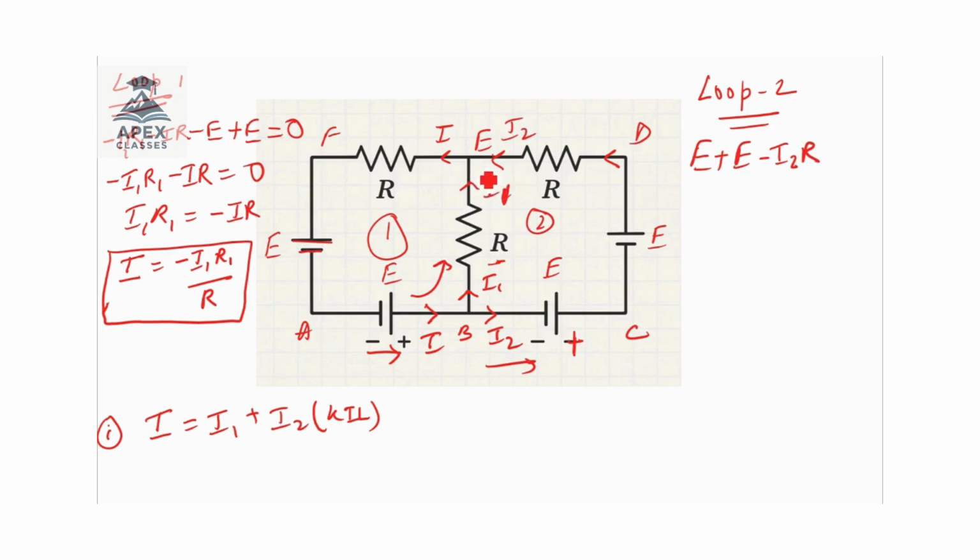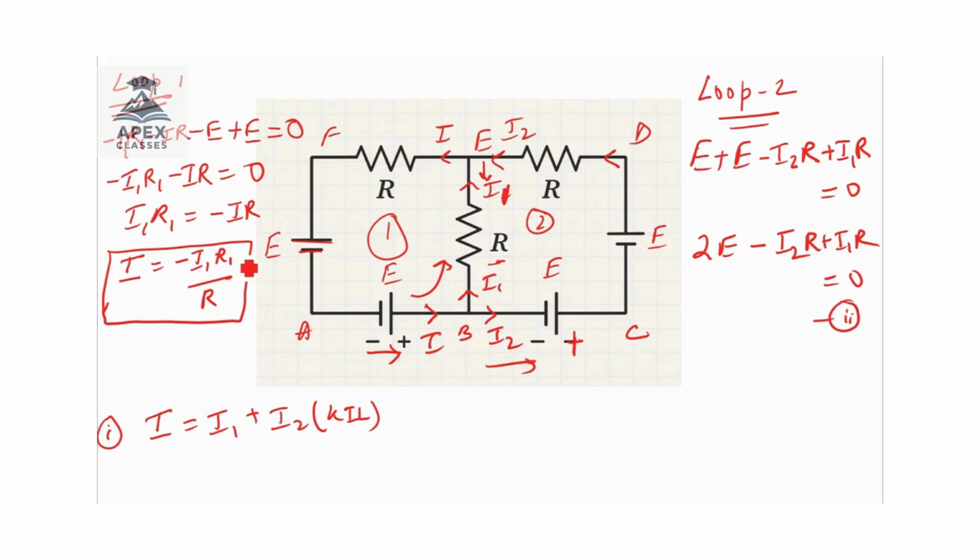And here it is against. When we enter this region, we are going against this I, so it will be plus I1R, and this will be equal to 0. So what we are getting is 2E minus I2R plus I1R equal to 0. This is our second equation.